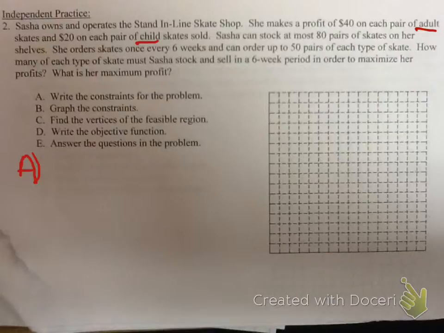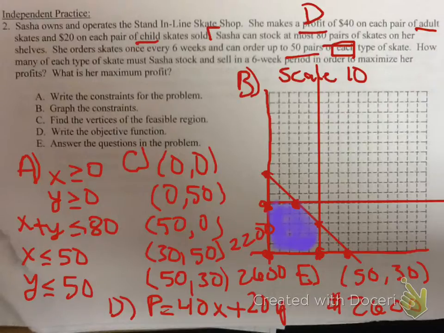All right, what's going to be my X and Y? Adult and child. Okay, so the X for the adult and the Y could be for the child skates. And the number of skates are number of pairs. What's the first two? X is greater than or equal to 0, and Y is greater than or equal to 0.